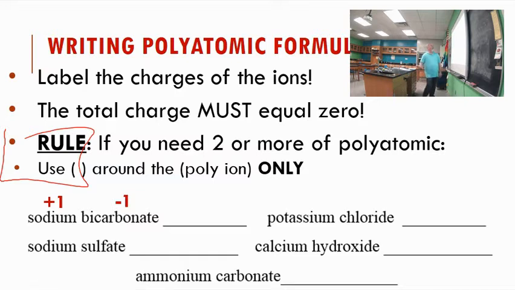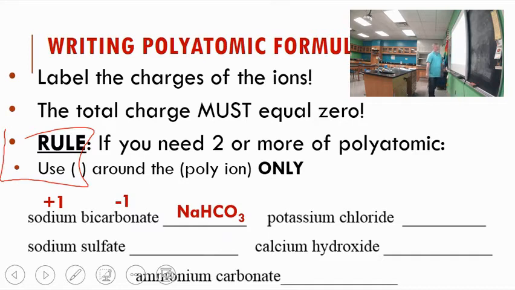So how do we write this formula? We just got to write the formula for each of these ions. Formula for sodium is Na. Formula for bicarbonate, again, you look on your common ion sheet, and you see it's HCO3. So we're going to put an Na for the sodium. We're going to put an HCO3 for our bicarbonate.